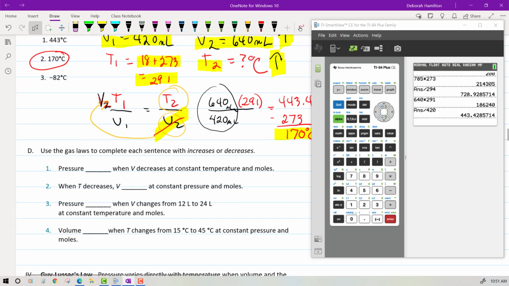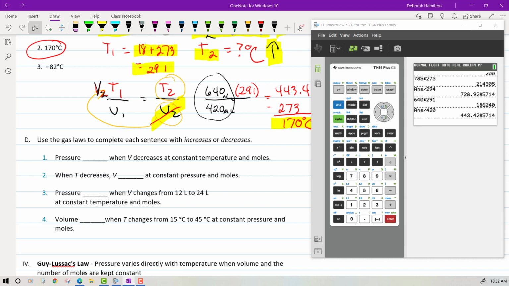All right, so here are some conceptual questions to think about. It says use the gas laws to complete these statements. We can think about the kinetic molecular theory as we look at these. When pressure increases, the volume decreases at constant temperature and moles. This is Boyle's law. When pressure increases, it's pushing more molecules into a smaller space, and those straight-line motions are hitting the walls of the container, increasing the pressure.